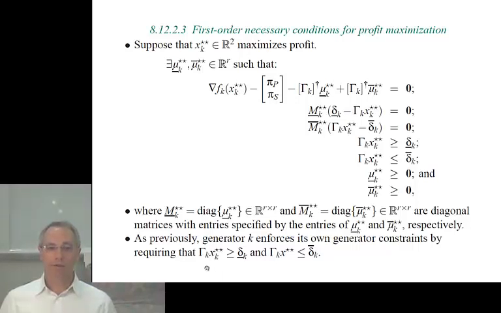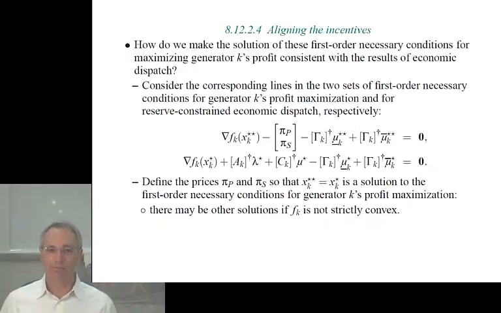As previously, when we were just considering generation, remember that generator K enforces its own generator constraints. It's not going to generate lower than its production minimum, and it's not going to be able to generate higher than its production maximum. So it will indeed find a solution, XK double star, together with Lagrange multipliers, that satisfy these first order necessary conditions. First lines involve the gradient. The next two are complementary slackness. The next two are generator constraints. The last are non-negativity on Lagrange multipliers.